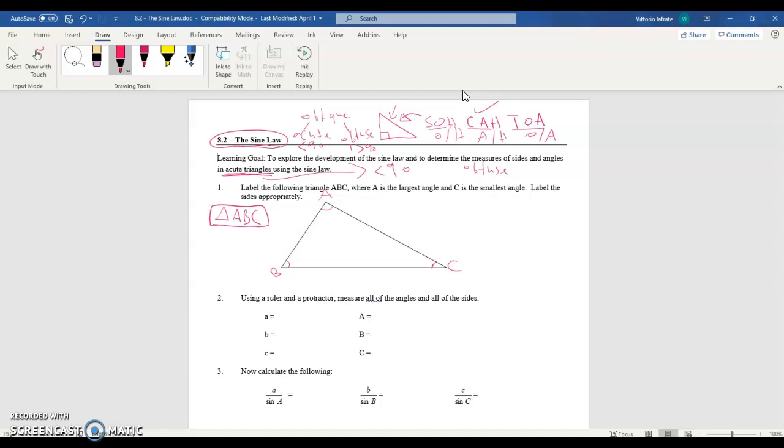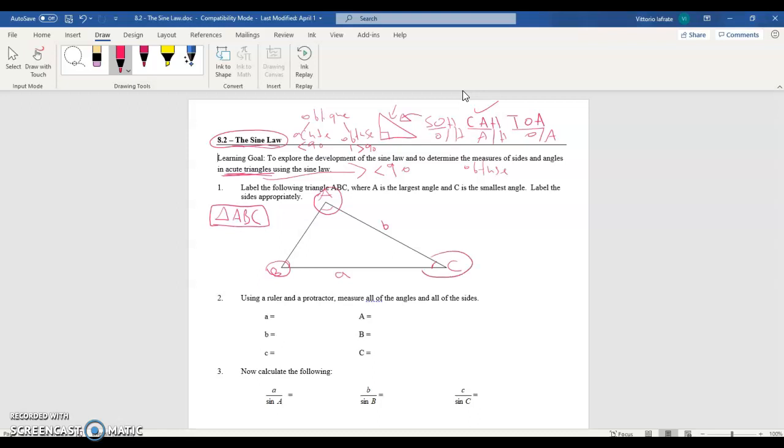And when you label the sides, you label the sides based on the angle opposite to them. So for example, this is vertex B, angle B, inside is angle B over here. The side opposite to it would be called side B, but with a lowercase letter. This is vertex A with angle A there. The side opposite to it would be side A with the lowercase a.